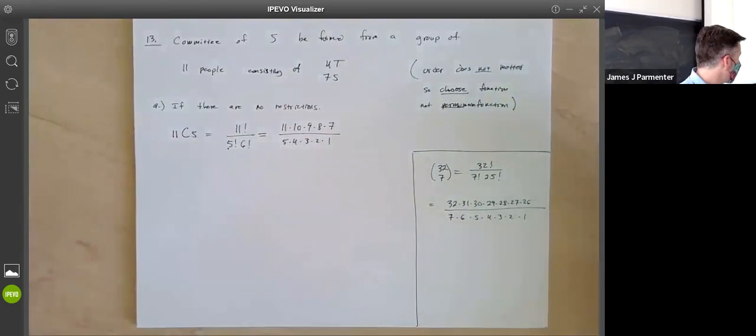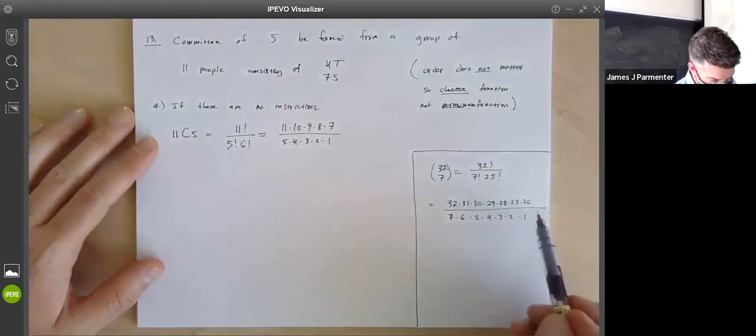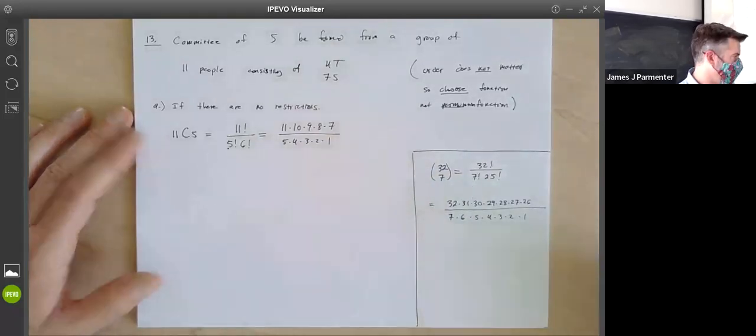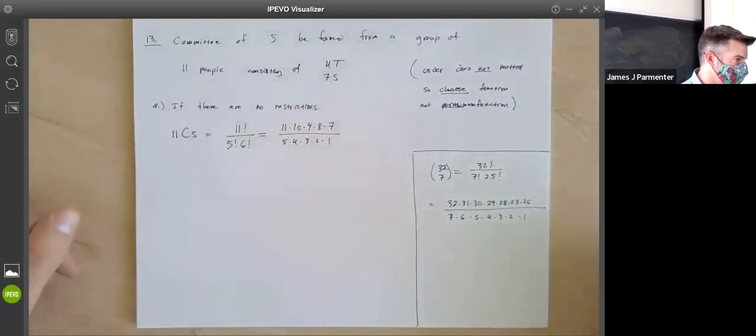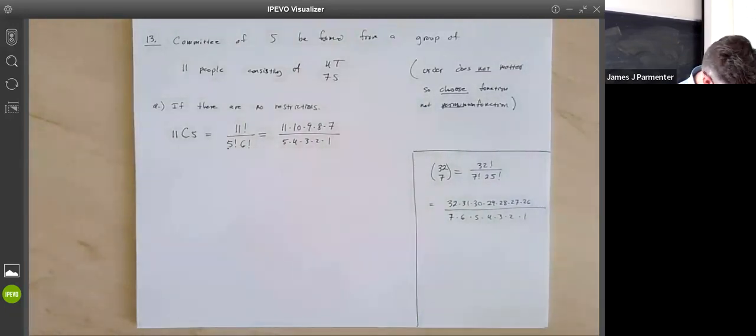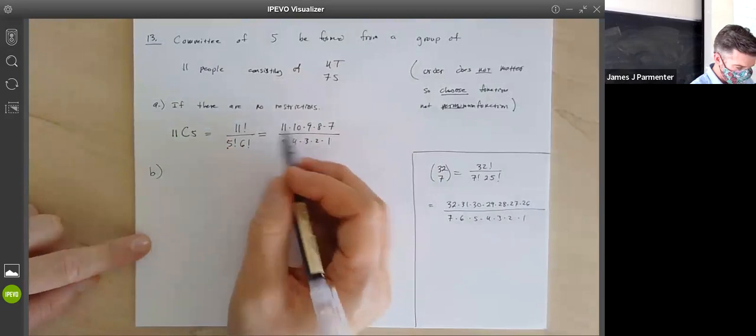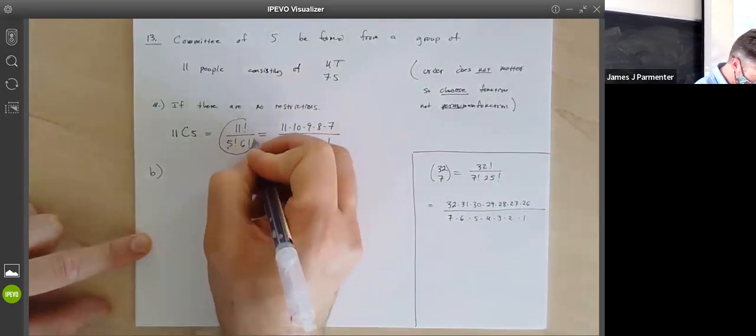But what I've noticed over the years is that always when you do this, the number of terms you're left with on top is exactly the number of terms in your smaller factorial. Always true. Which makes sense because it's just a difference. Again, I think leaving it like this is ideal.